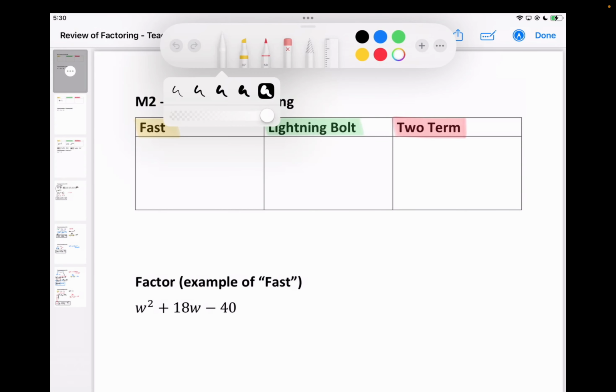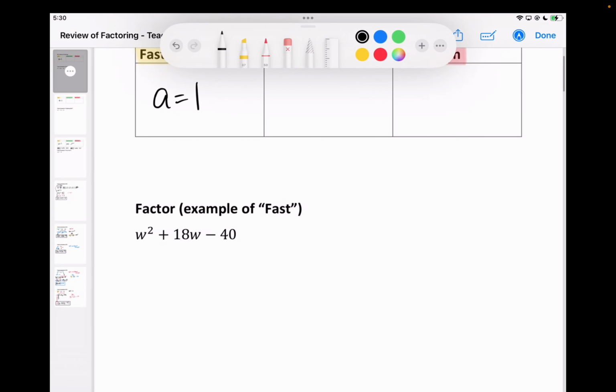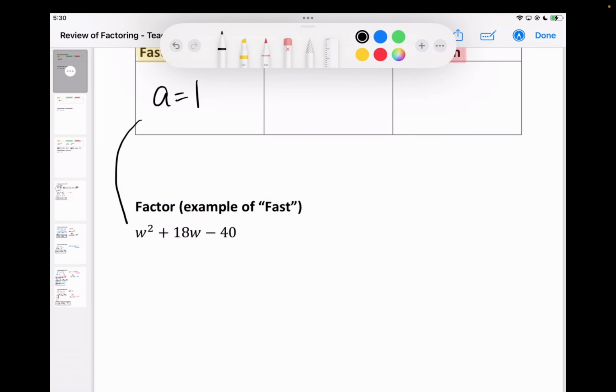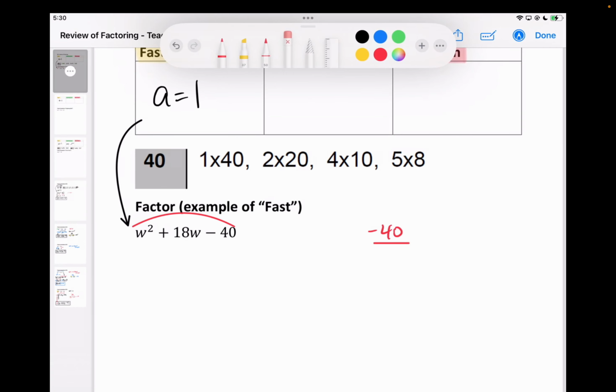Fast method is when your A value is equal to 1. So you'll notice this is an example where the A value is 1, so we can do fast method. In order to do fast method, you first multiply your first number by your last, and you get negative 40 in this case. Then you go to your factor chart. This is what your factor chart would look like for 40.